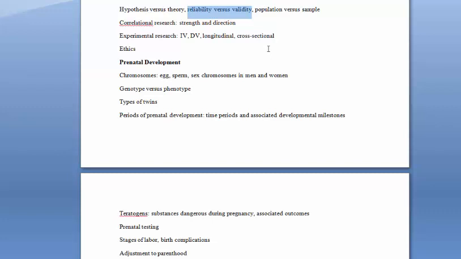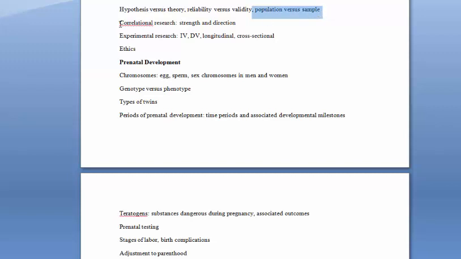So reliability refers to consistency, and validity refers to accuracy, measuring what you're supposed to be measuring. We also talked about gathering people to be in your study. So a population would be all the people that you're interested in. A sample would be a subset of the population that actually takes part in your research.